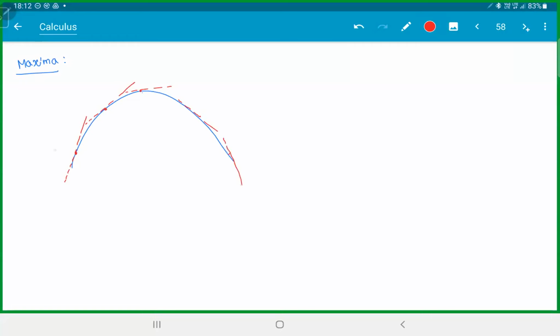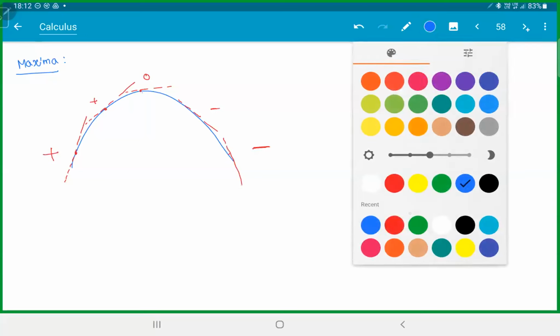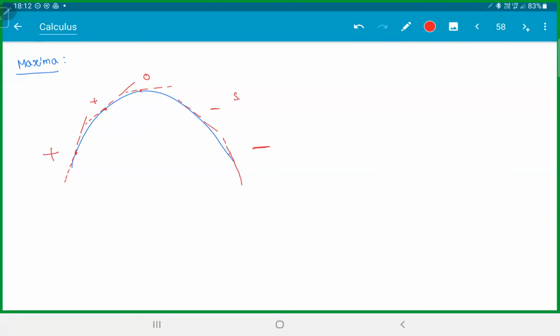If you look at the slope here, slope is positive, less positive, 0, negative, more negative. The curve is initially more steep, then it becomes flat, and then it goes down. So whenever you're going over a maxima, we observe the slope as we go from left to right.